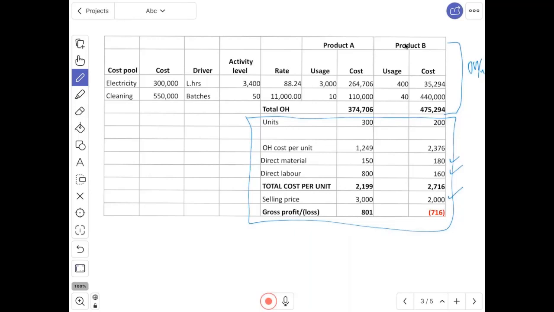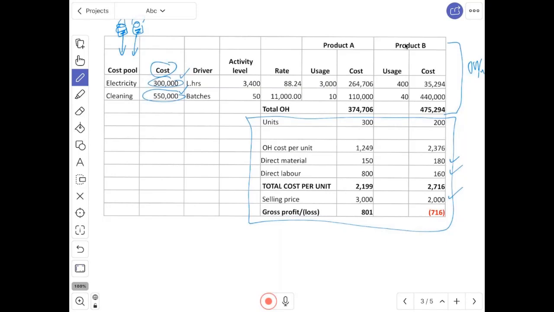So we start with the cost pools. That's our separate buckets. So we'll have a bucket for electricity and a bucket for cleaning. And remember, we empty the total bucket, the 850,000, we have to empty. So some of it goes into the electricity cost pool, some of it goes into the cleaning cost pool. So the next one is the cost, and that's always given. 300,000 for electricity, 550,000 for cleaning. So we've emptied the main overhead bucket, so there's nothing that we don't allocate, and we're going to now calculate two separate rates, one for electricity, one for cleaning.